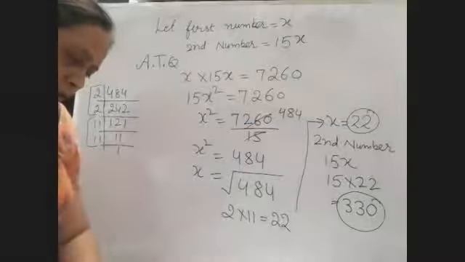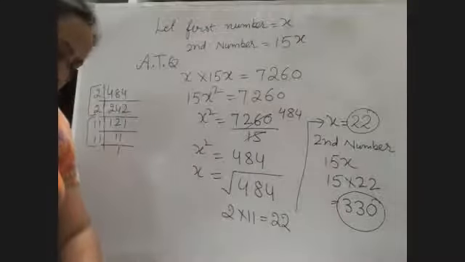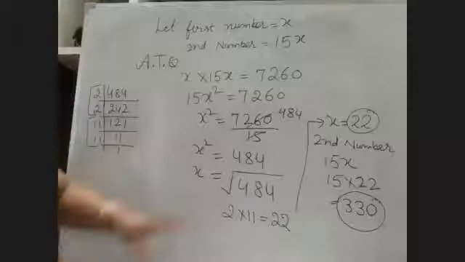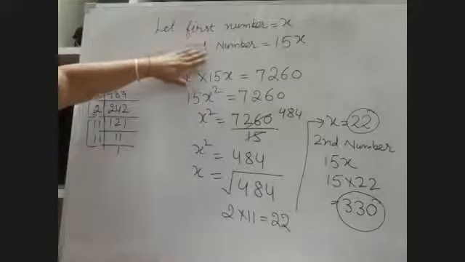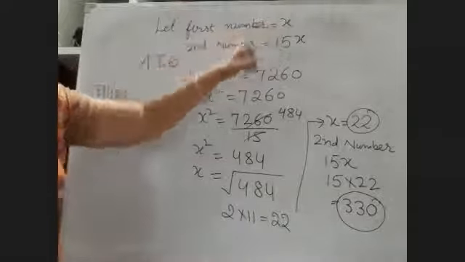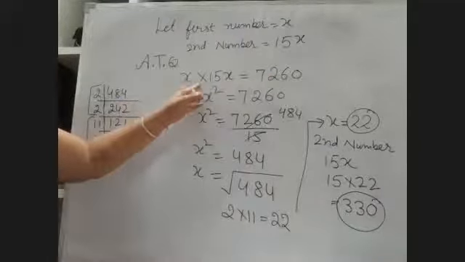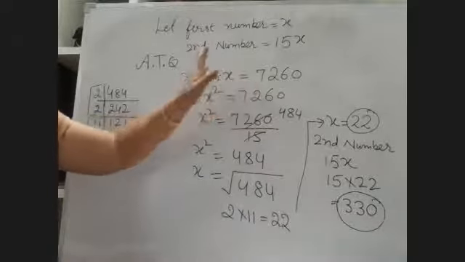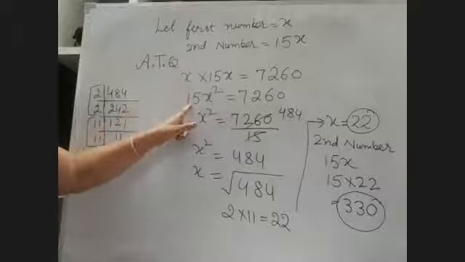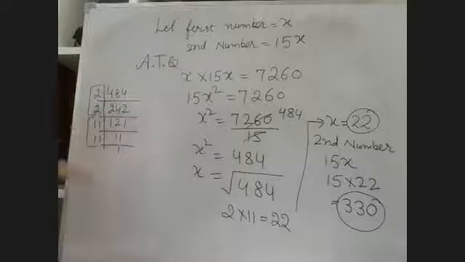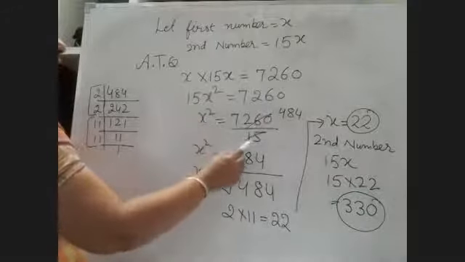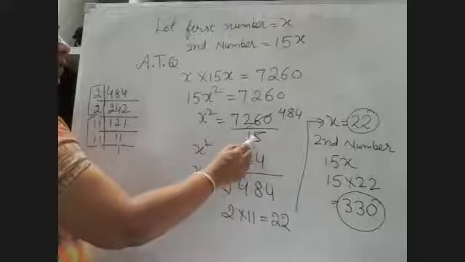Yes, students, your statement is: the product of two numbers is 7,260. If one number is 15 times the other, then find the numbers. Suppose your first number is x and the second number is 15x. Now, according to your statement, the product of these two numbers is 7,260. x multiplied by 15x is equal to 7,260. Now x multiplied by x is x square, and 15 multiplied by 1 is 15. When we multiply, we get 15x square, which is equal to 7,260. Now, move 15 to the other side and divide 7,260 by 15.